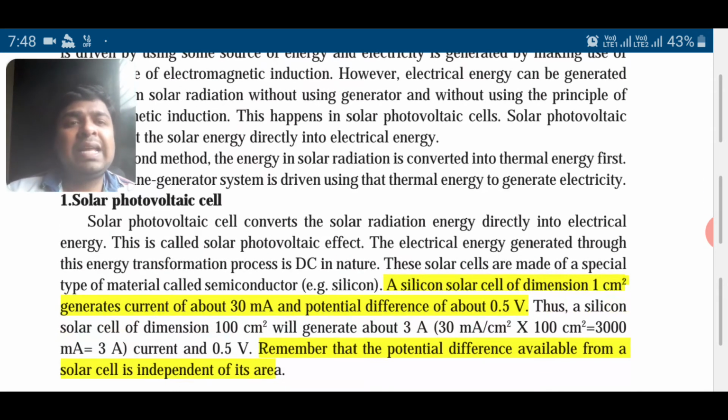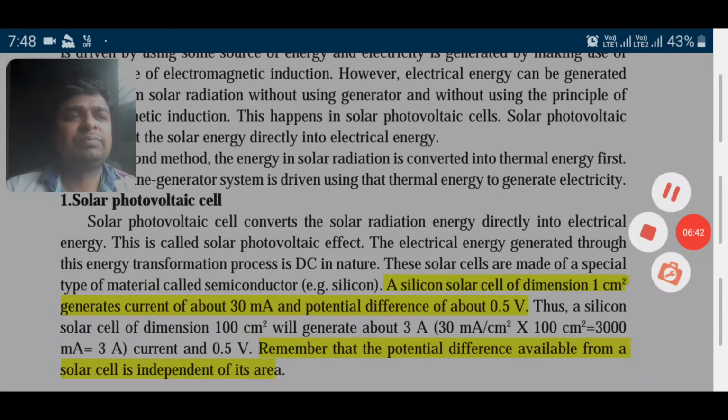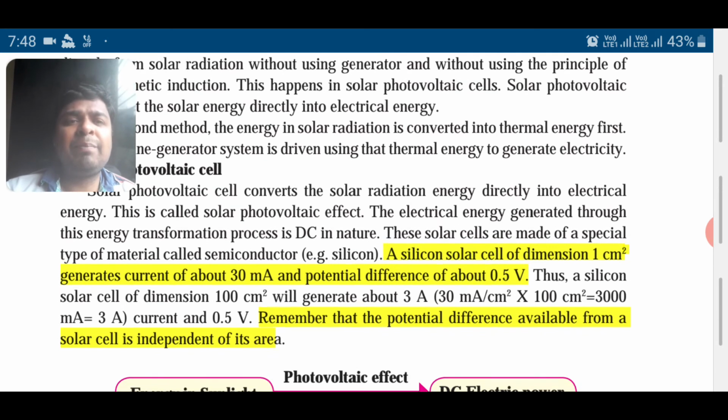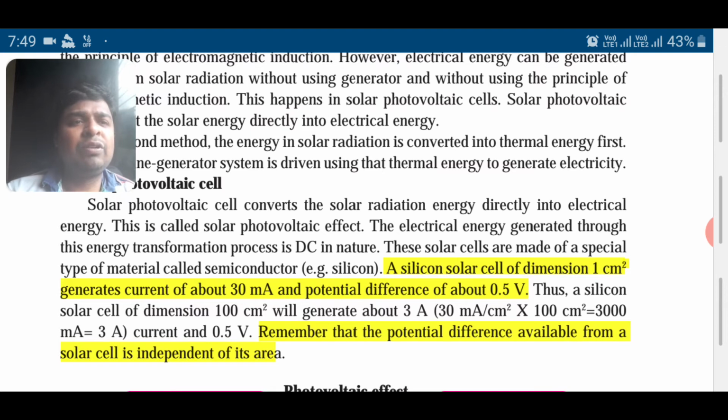So a solar photovoltaic cell converts solar radiation directly to electrical energy. This cell is called a photovoltaic cell, and this effect is called the solar photovoltaic effect. The electricity generation is very small and it is DC in nature. One cell produces very little. A silicon cell of dimension 1 centimeter square generates 30 milliampere at a potential difference of 0.5 volt, and a solar cell of dimension 100 centimeter square will generate 3 ampere.